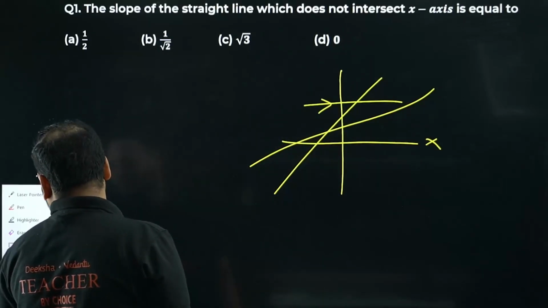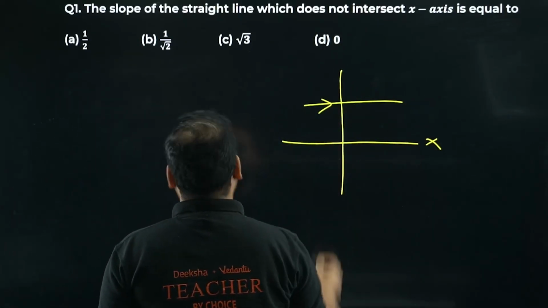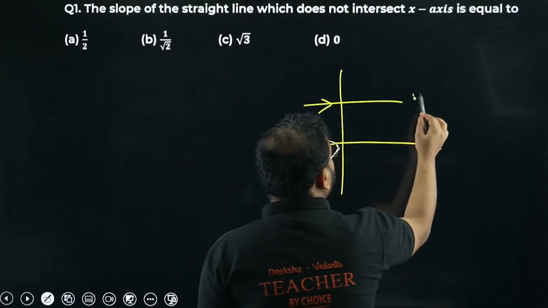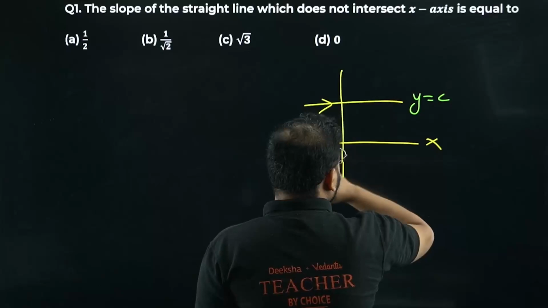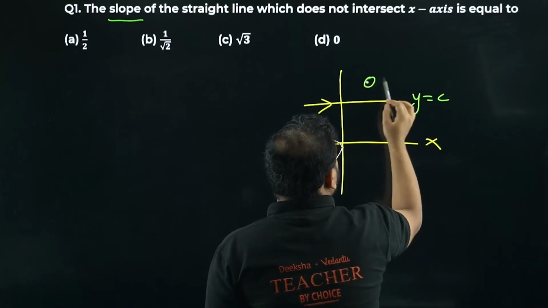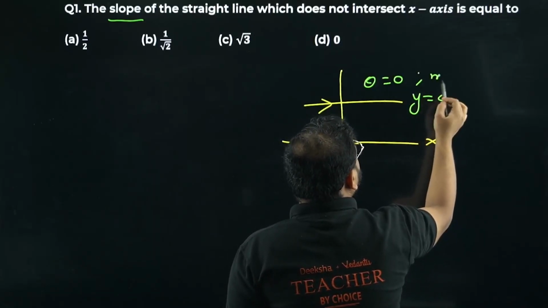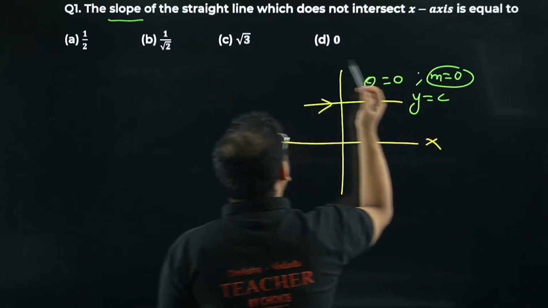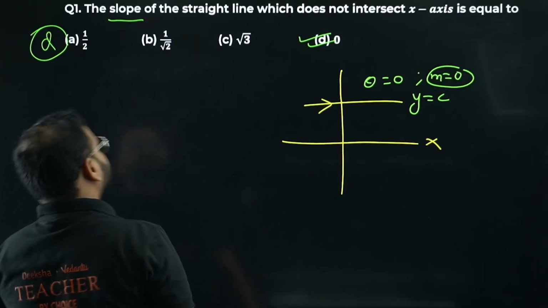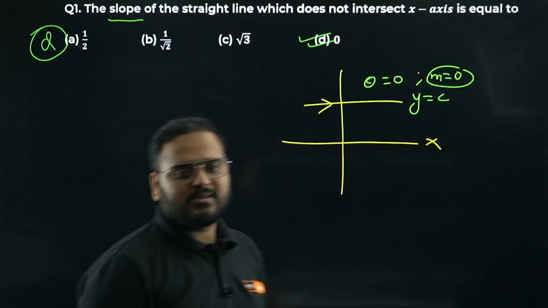We just saw these cases for a straight line. What's the condition for this one, bacha? It will become y equals to a constant c. What's the slope in this case? They're asking for the slope, right? Remember I said theta was 0, and so is m also, because m is tan theta. So the answer will be option D. The slope is coming as 0. Clear? Okay, let's move on now.